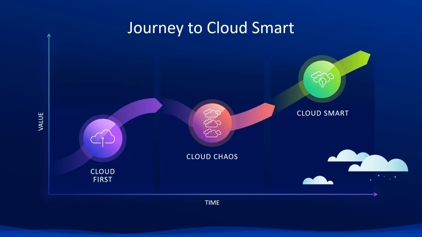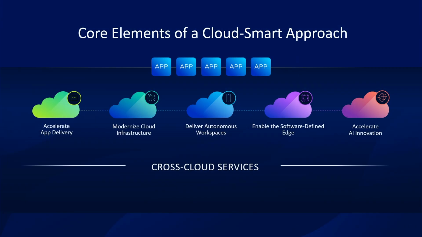So what happened after that is guys decided, okay, hold on, let's take a step back. Let's understand, how do we get cloud smart? And essentially, there are 5 core elements to a cloud smart approach, right? The first one is you need to accelerate app delivery, cloud native applications, right? You need to focus on accelerating how fast you put your app into production, how fast your developers are able to commit code into the pipeline, right?